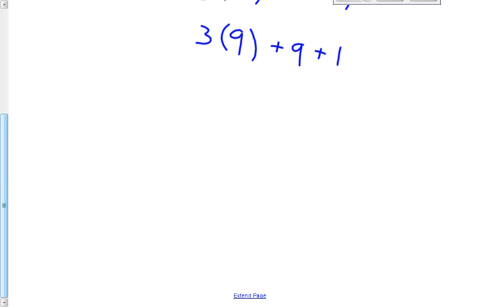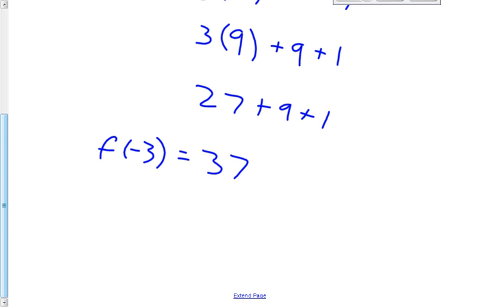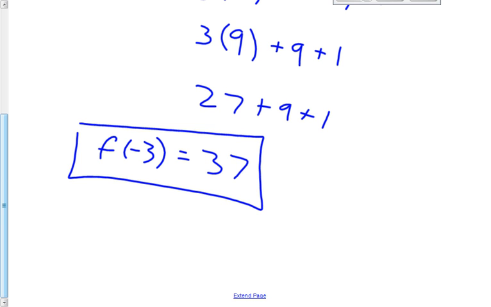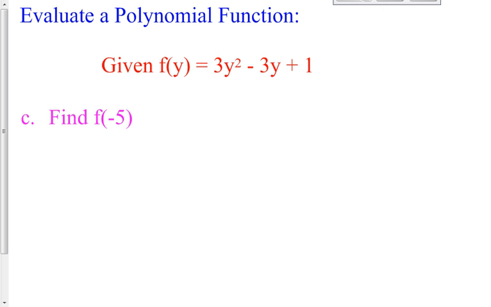3 times 9 is 27. 27 plus 9 plus 1 is basically 27 plus 10. So my answer is the number 37. When I have f of negative 3, when I put that into my f machine, what comes out on the other end is a positive 37. Now that I've done A and B, why don't you guys pause the video and you try letter C.